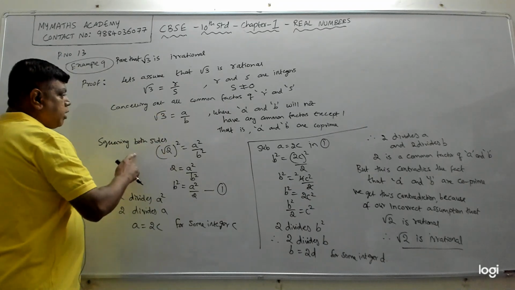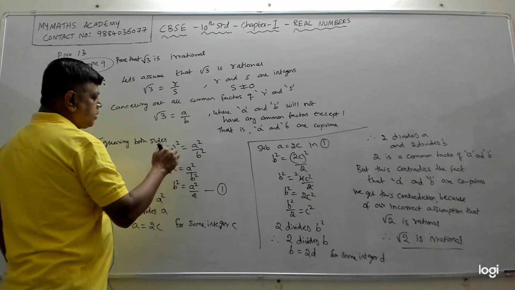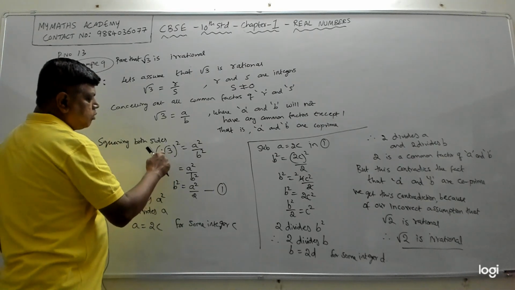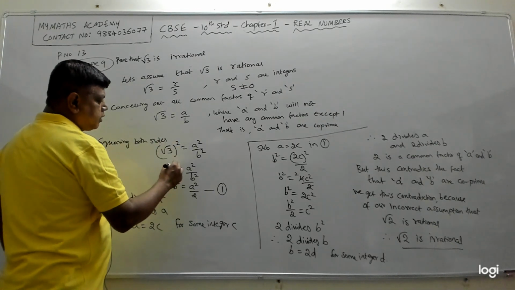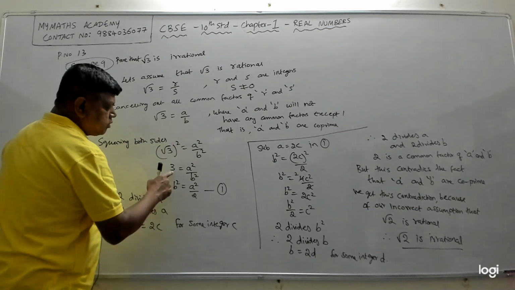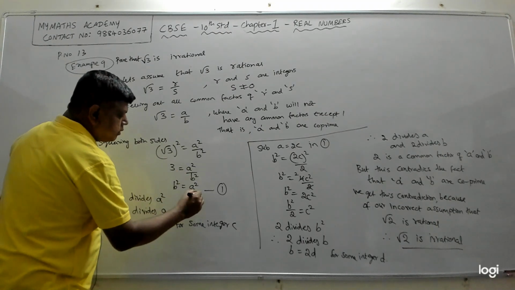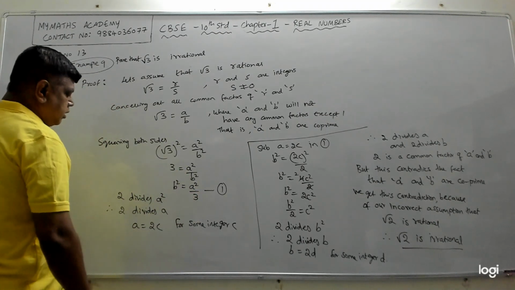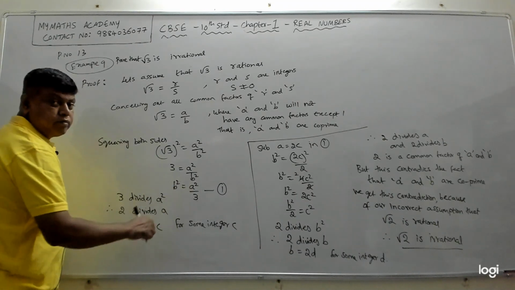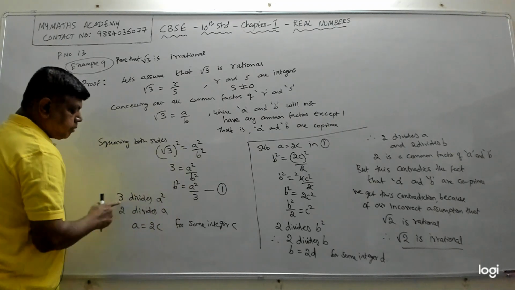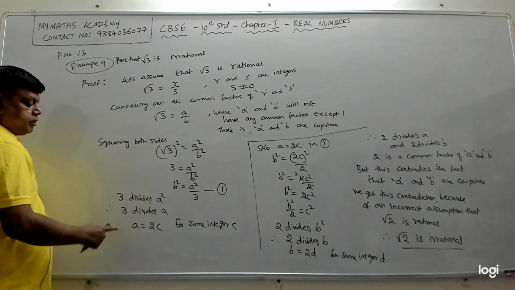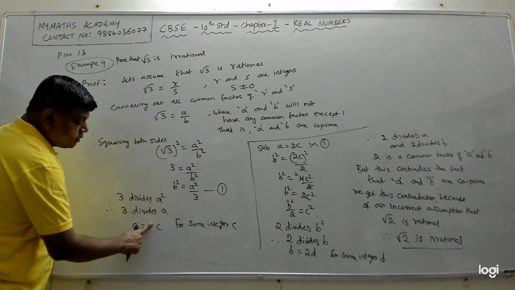Now, continuing, squaring both sides, it will become 3. Now the square of root 3 is what? 3, because root 3 into root 3 is 3. Now this 3 will go here, b will come here, so it will become a square by 3. Now what do we get? We get 3 divides a square. 3 is dividing a square, but 3 is a prime number. Therefore, you can say 3 will divide a. When 3 divides a, then I can write a as some 3 into c.